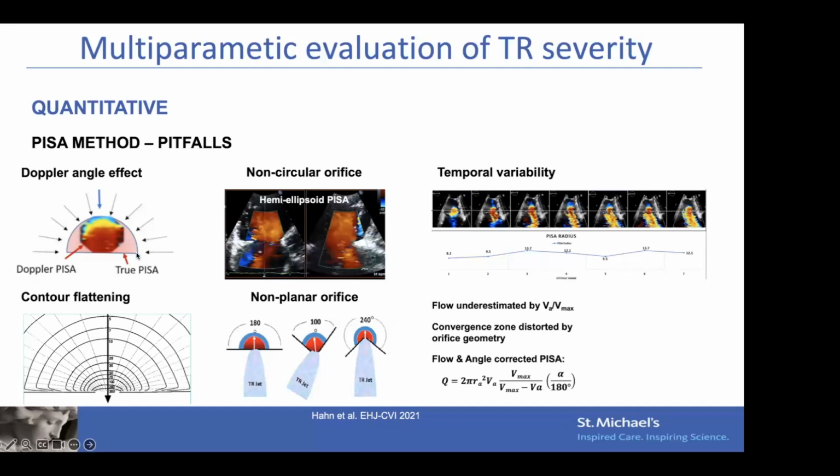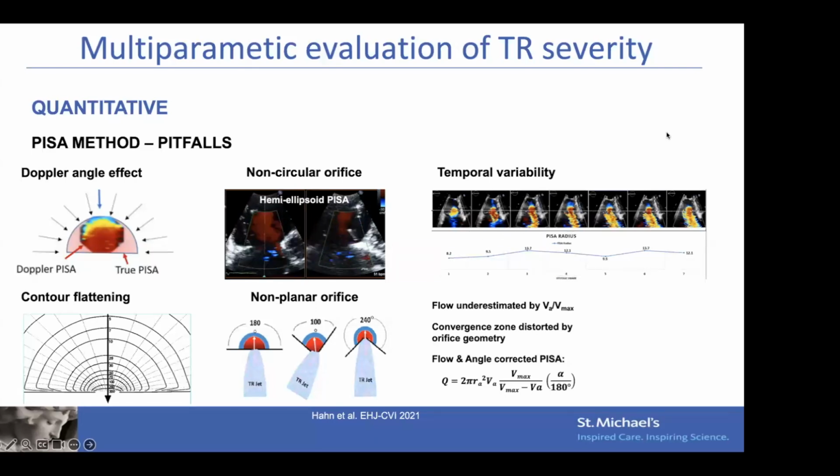So this will cause the Doppler PISA to be smaller than the theoretical true PISA, and the PISA becomes more ellipsoid instead of hemispheric. Secondly, because the orifice is non-circular, the PISA is also typically not hemispheric, but more hemi-ellipsoid, meaning there will be differences in the radius depending on how you transect the PISA shell.